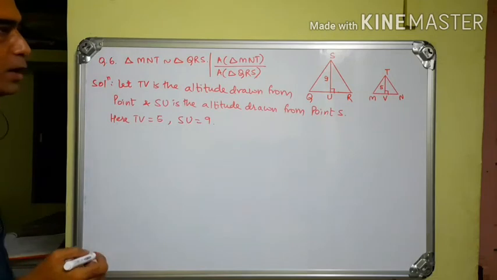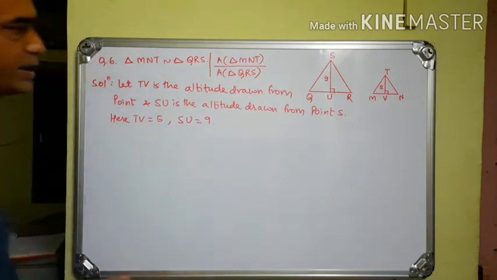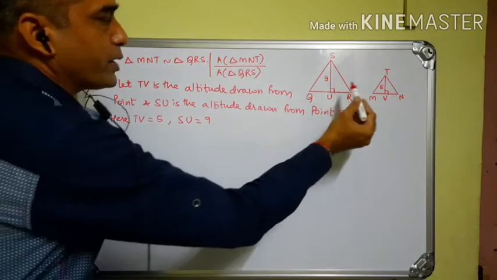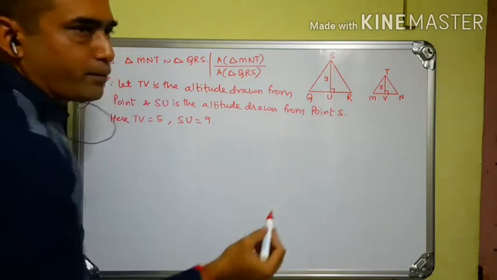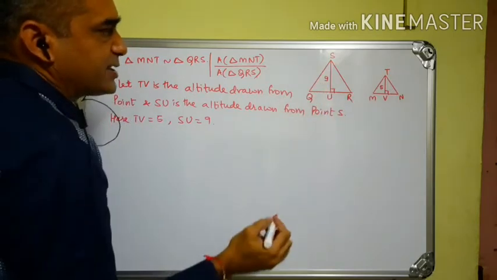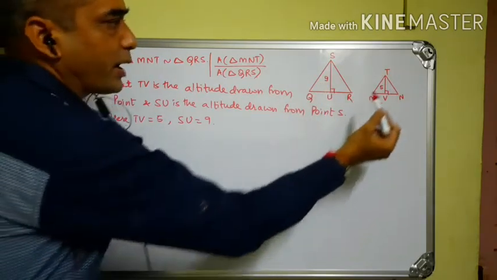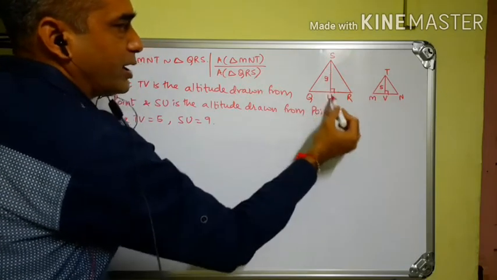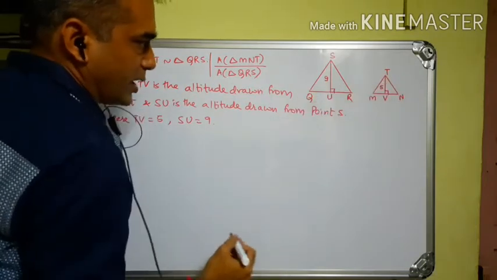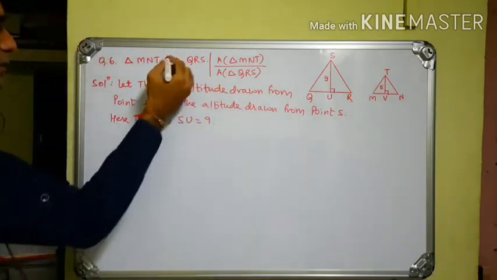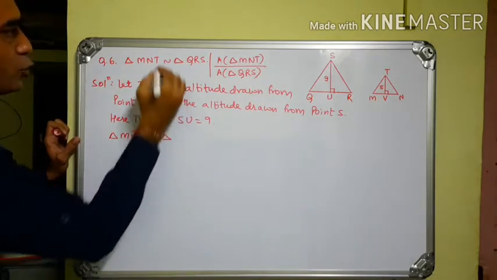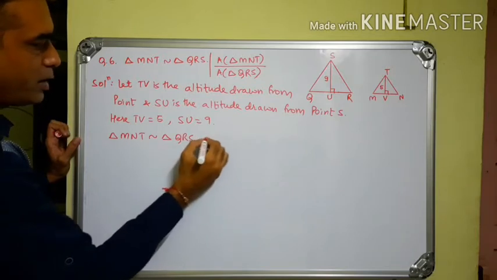Now we have to find the sides, and for finding the sides, we will use these altitudes. So for the ratio of side TM and side SQ, we will show triangle TVM and triangle SUQ as similar triangles. Now see how we show them similar. So the first point, that is given, is triangle MNT is similar to triangle QRS. This is given.